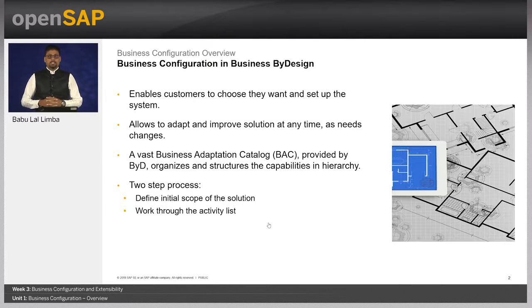The next would be the activity list. Based on the scoping decisions that you have taken, the system generates a list of activities which might be mandatory for implementation and project management activities. You need to complete them before your solution can go live for the first time. You can review your scoping decisions even after the activity list is generated, and if necessary can make the necessary adjustments. The focus for this unit is the scoping part of business configuration, and the activity list will be covered in the next unit.